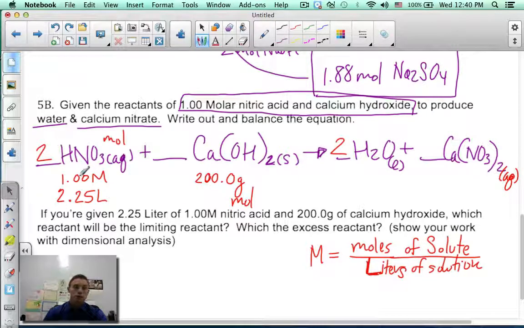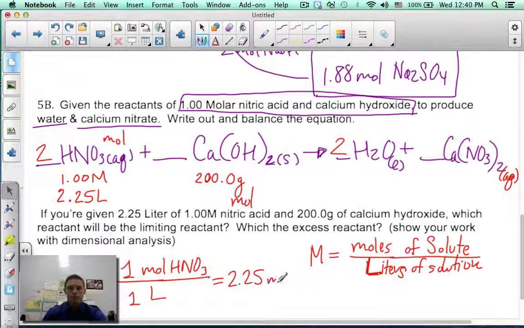So for instance, this nitric acid, 1 molar. What does that mean? That means that if I have 2.25 liters of this, then I say, well, for every 1 liter, how many moles of nitric acid did I have? Well, if I had 1 liter, I also had 1 mole, because it was in a 1 molar ratio. 1 over 1 would just be 1 over 1. Easy. So 2.25 times 1 divided by 1 is just 2.25 moles of nitric acid. So now I have the number of moles of my nitric acid. All right, cool.